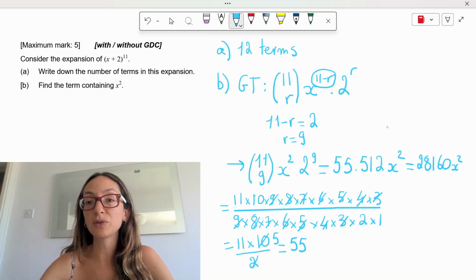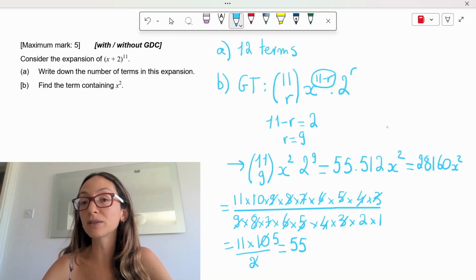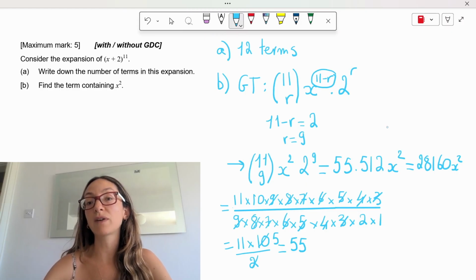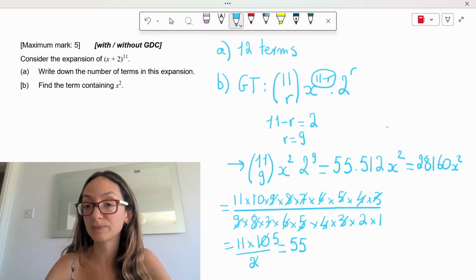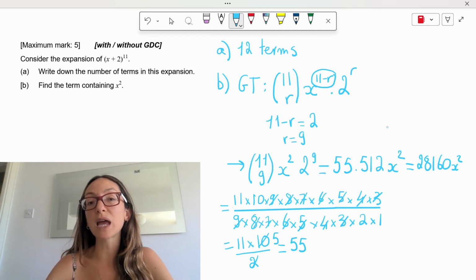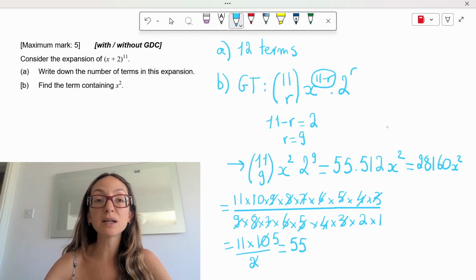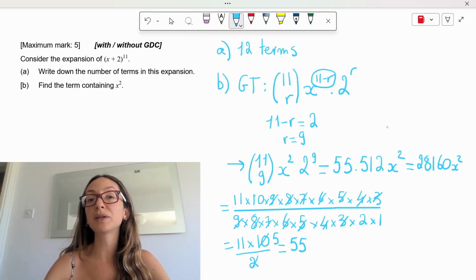You start with the general term, you solve for your r to find the specific term that you're interested in, and then you substitute that value of r into the general term, and it's just a matter of calculation. Now, this example was actually quite simple because here the x appeared in only one term and it appeared to the power of 1. Now, we're going to see other examples where that is not the case.